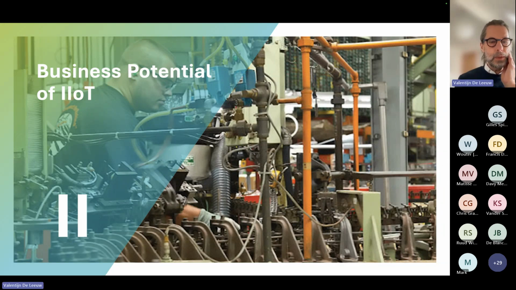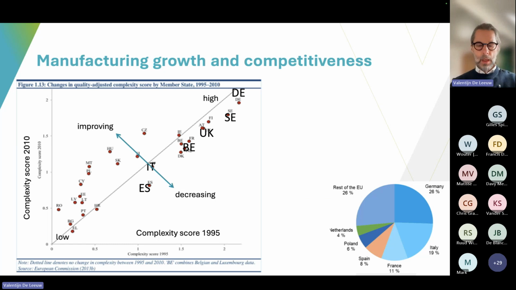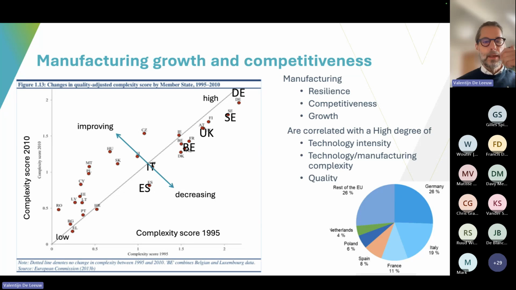Next aspect that I would like to touch on is the business potential of industrial IoT. So why are we doing this as businesses? You see there's two graphs there. The graph on the left is a graph from some time ago, and it shows the complexity score of the different countries in 2010 versus the complexity score of countries in 1995.